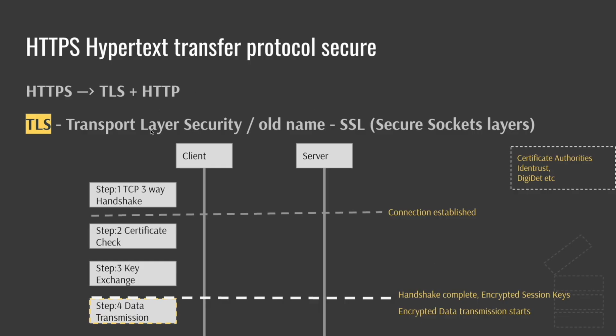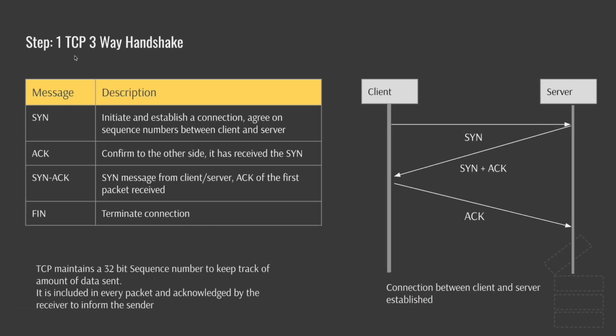So let's look at each of the steps in detail. Step 1, TCP three-way handshake. The TCP three-way handshake involves the client sending a sequence number to the server. The server acknowledges it and establishes a connection. This ends with the server sending a sequence number and an acknowledgement message back to the client, and then the client acknowledges the server's message.